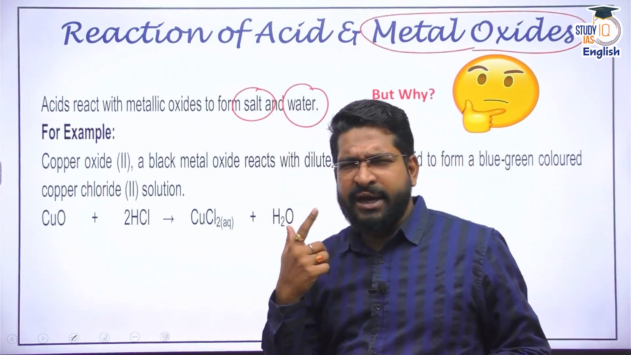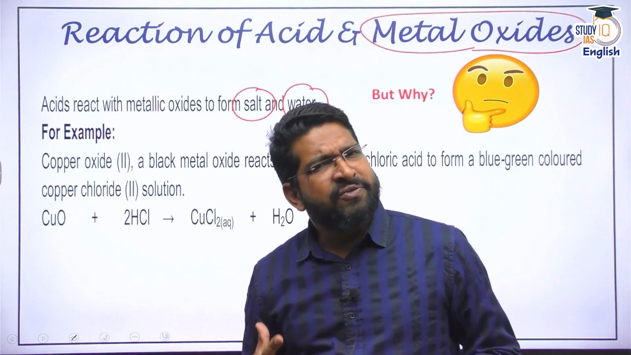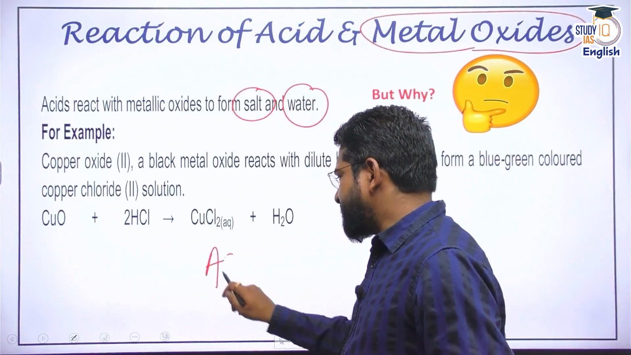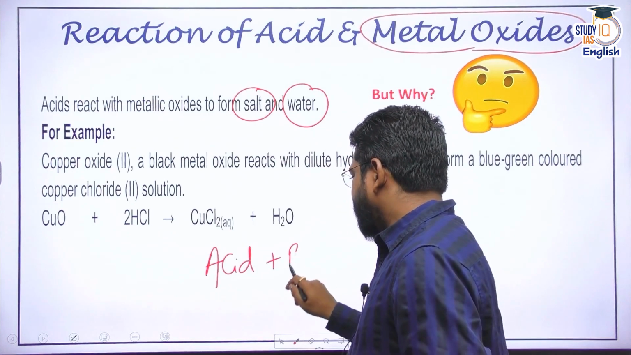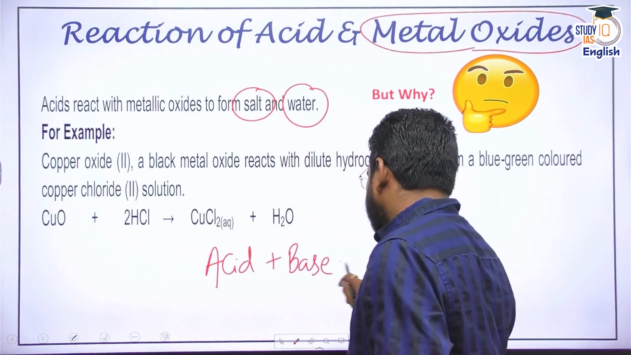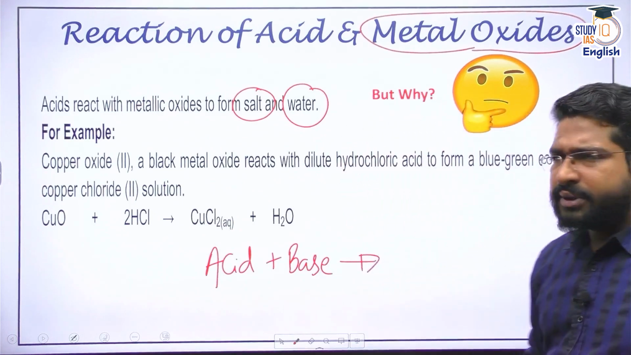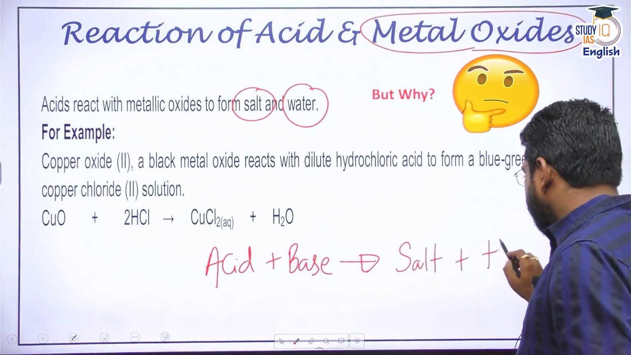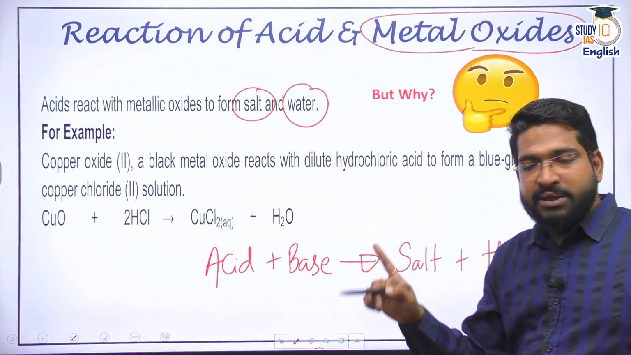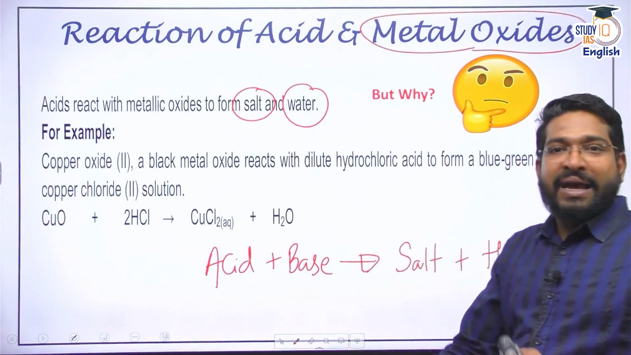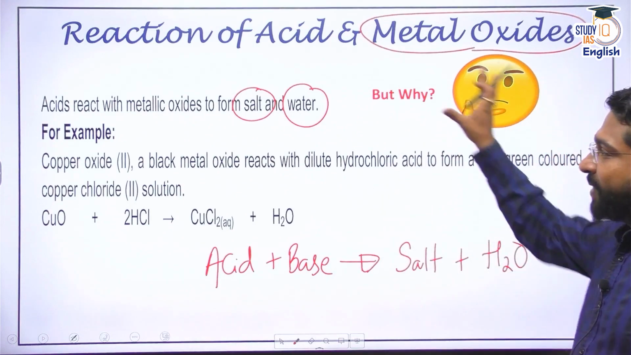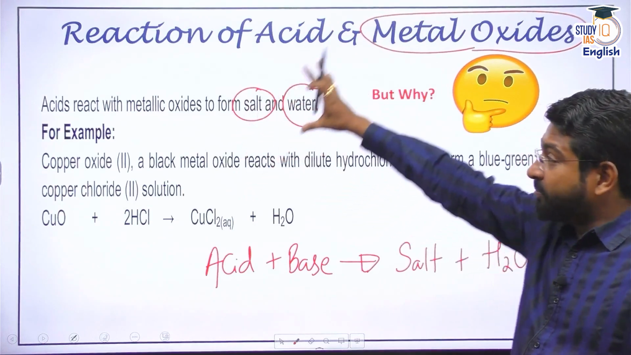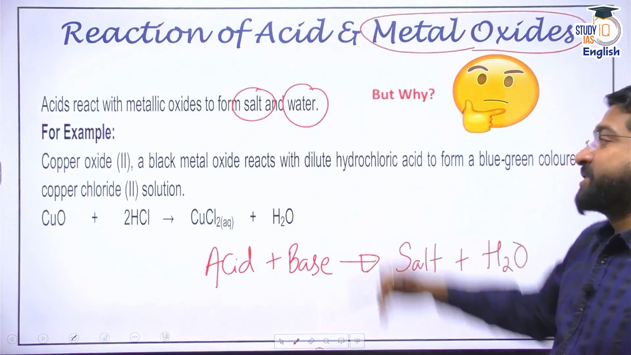Now I'm thinking, I've seen this kind of reaction somewhere. Say, when I add acid and a base, what would it lead to? It leads to formation of a salt, and it also leads to formation of a water molecule. Oh, that means it's basically some kind of neutralization reaction. What do I understand from this? Why does this happen? Because metal oxides are basic in nature, and non-metal oxides would be acidic in nature.